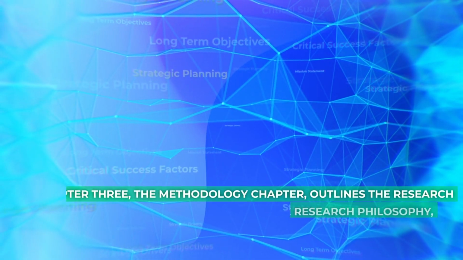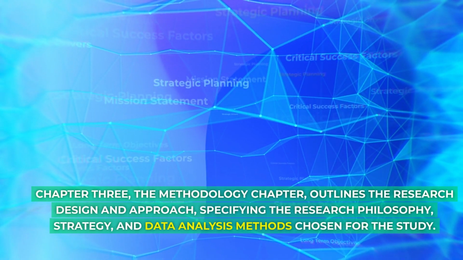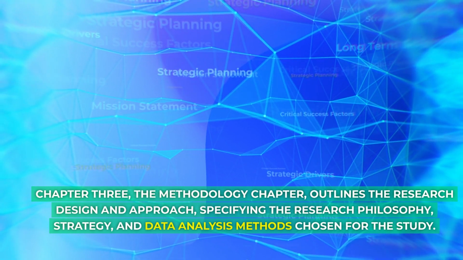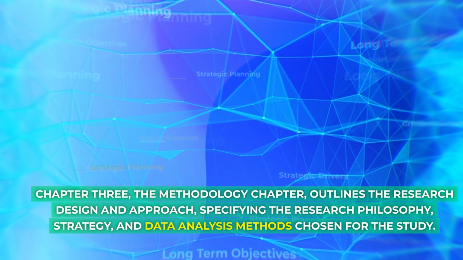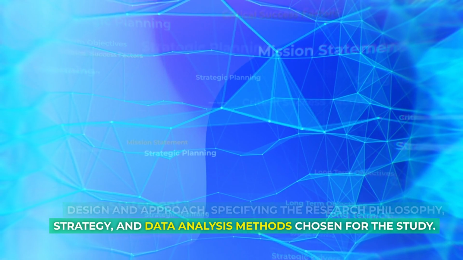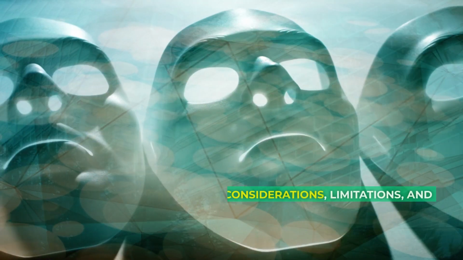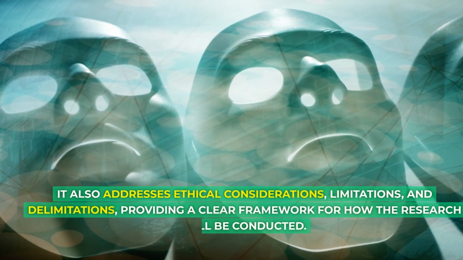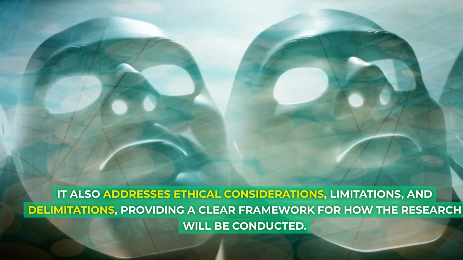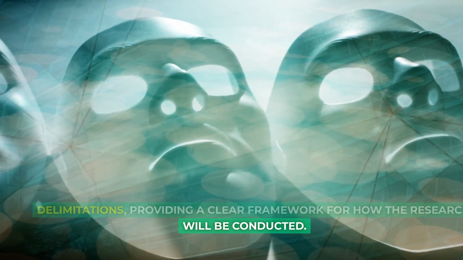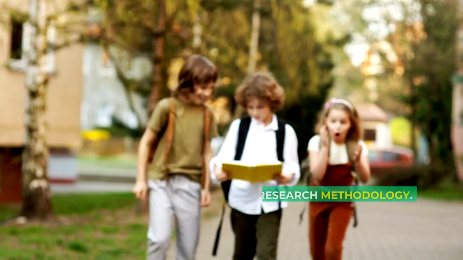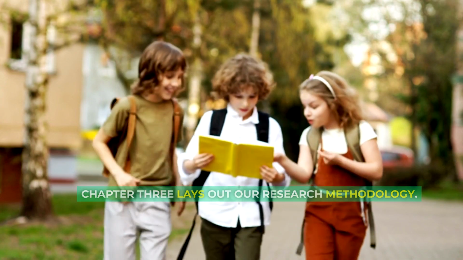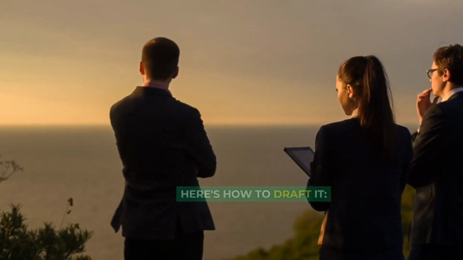Chapter 3, Methodology. Chapter 3, the Methodology chapter, outlines the research design and approach, specifying the research philosophy, strategy, and data analysis methods chosen for the study. It also addresses ethical considerations, limitations, and delimitations, providing a clear framework for how the research will be conducted. Chapter 3 lays out our research methodology. Here's how to draft it.